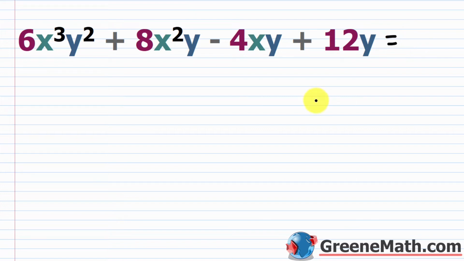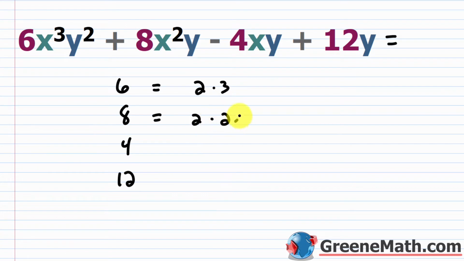So first off, what is the GCF, or the greatest common factor? For the numbers, you have 6, you have 8, you have, forget about the fact it's negative, 4, and then you have 12. So 6 is 3 times 2, or actually, let me put this in order. So it's 2 times 3. 8 is 2 times 2 times 2. 4 is 2 times 2. And 12 is 2 times 2 times 3.